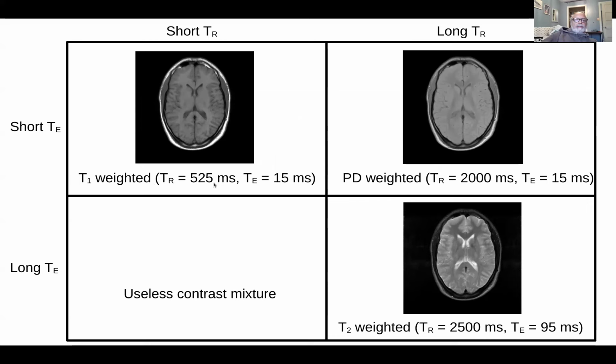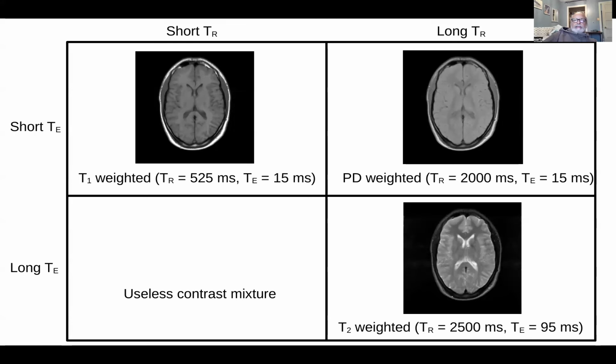So short in kind of MRI terms for TR, short TR is maybe half a second or less for repeat time. That means that you're going to get some T1 weighting. And if you keep TE short, things will not decay. So everything will be very much the same in contrast, and you will get no T2 contrast out there.